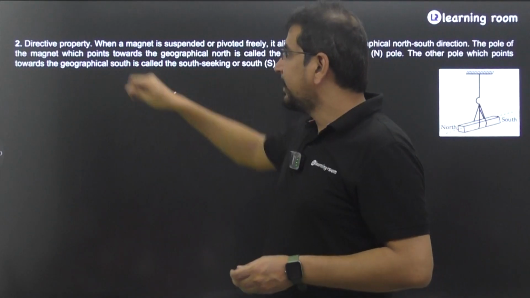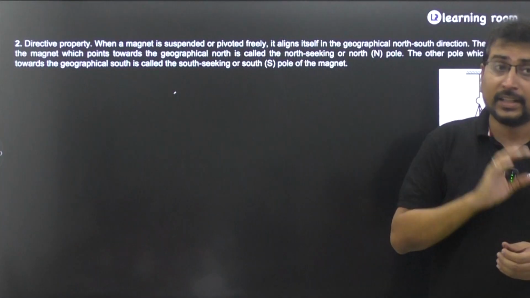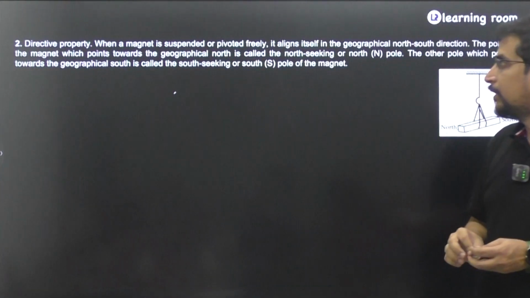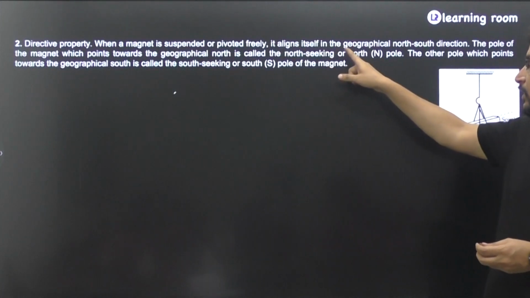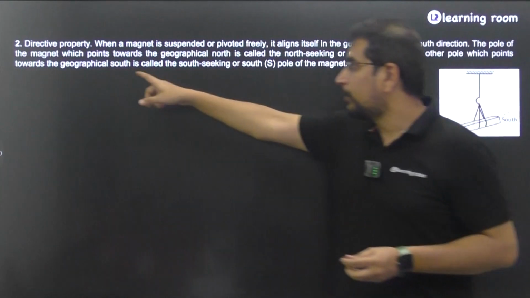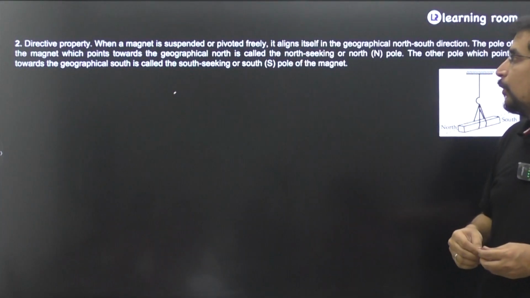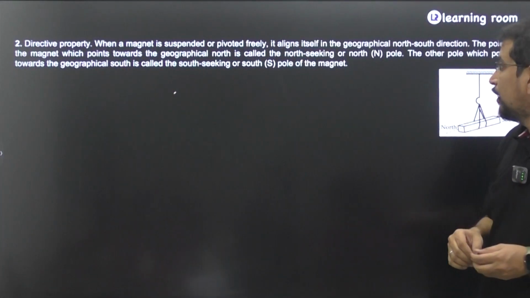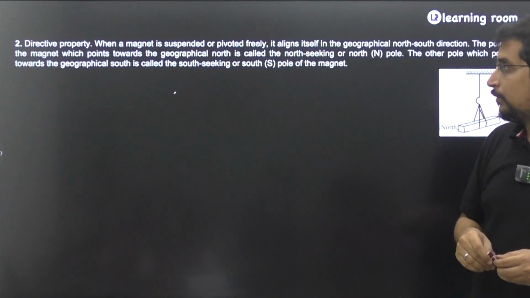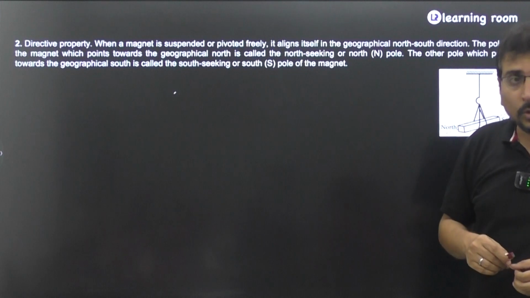Okay. So the next property that we'll discuss is the directive property, right? What does it state? When a magnet is suspended or pivoted freely, it aligns itself in the geographical north-south direction. The pole of the magnet which points toward the geographical north is called the north-seeking pole, and the other pole which points towards the geographical south is called the south-seeking or south pole of the magnet.